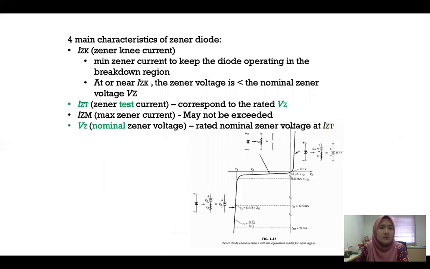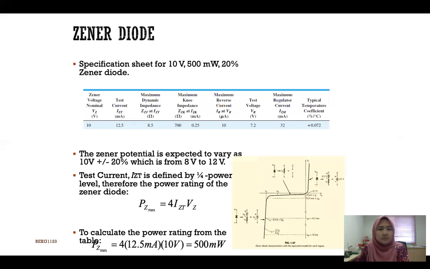Okay, so there are several characteristics of Zener diode. We have Zener knee current, Zener test current, maximum Zener current, and also the nominal Zener current. Okay. So this is an example.